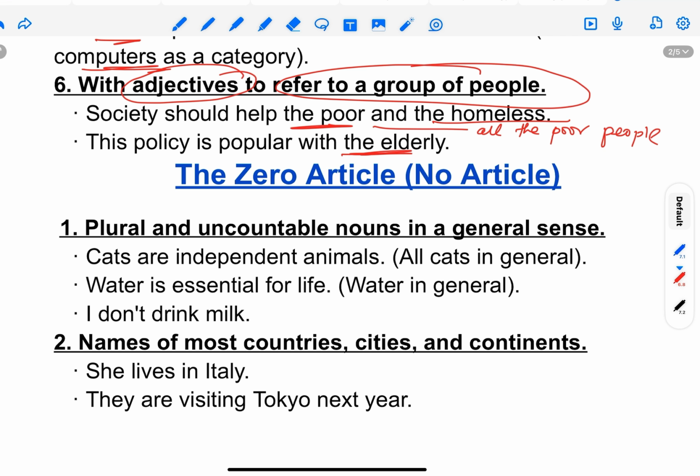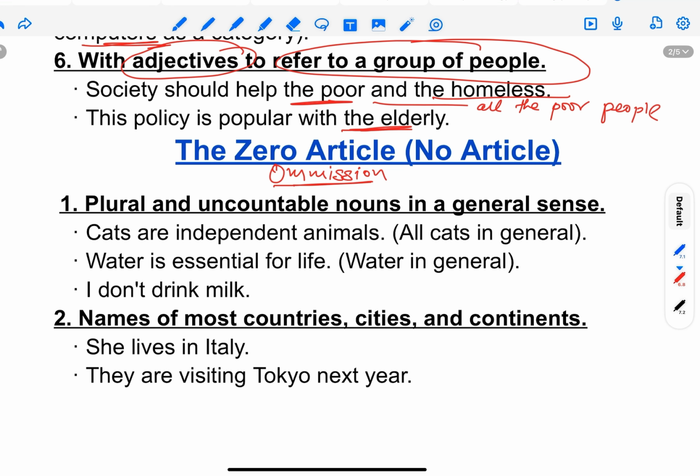When do we not use an article? It means there is omission of the article. Sometimes we don't use an article; that is called zero article or omission of articles. Articles are generally not used with plural countable nouns, or with uncountable nouns in a general sense. For example, cats: this is a plural countable noun. Water: this is an uncountable noun, so there is no article. "I don't drink milk." Milk is also an uncountable noun, so no article will be used.